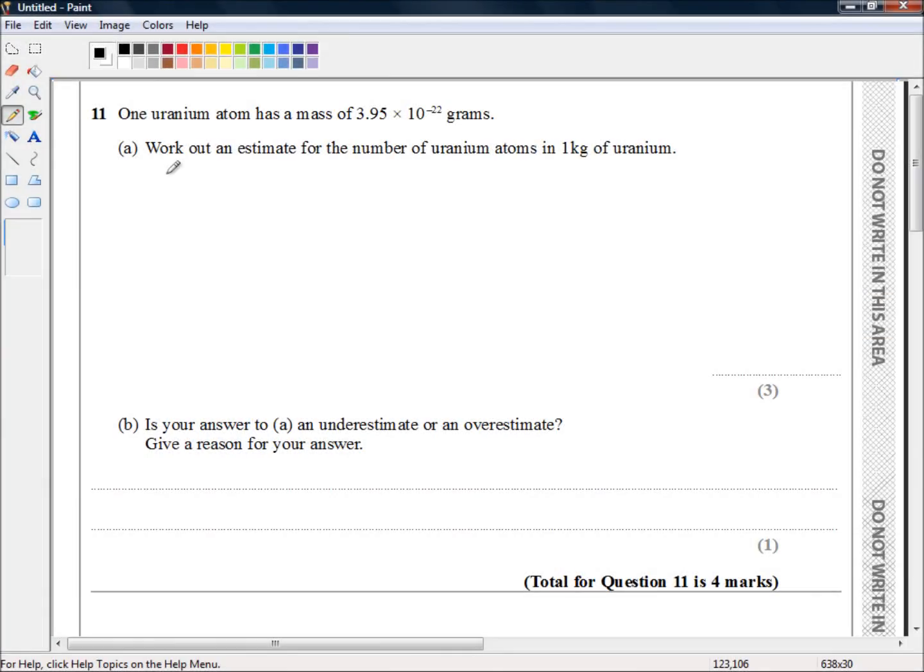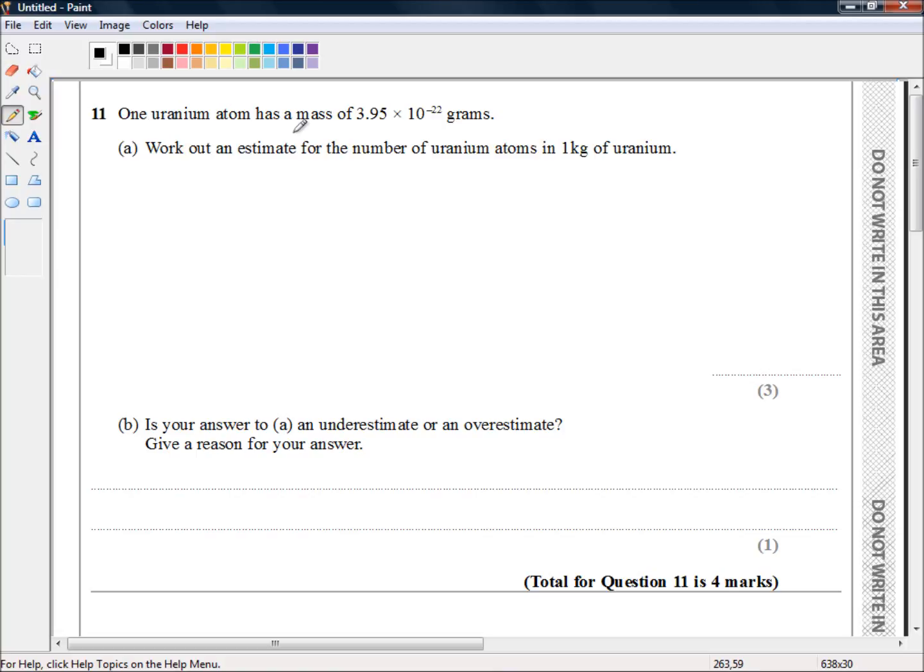Hello and welcome to the new style Edexcel GCSEs. These are the ones that go from grades 9 through to grade 1. This is paper 1MA1/1H. It's the first paper in the higher tier. It's a non-calculator paper, and we're picking up in question 11.